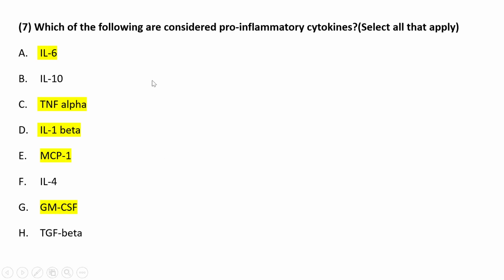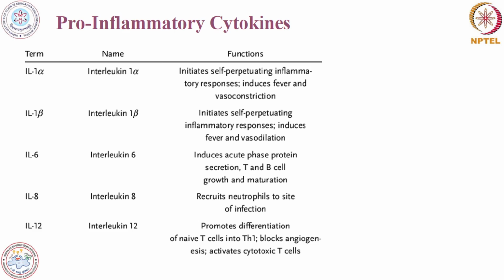So, what we were discussing was pro-inflammatory and anti-inflammatory cytokines. There are two types of cytokines. One is pro-inflammatory. From the name, we can see that this type of cytokine is responsible for activating inflammation or increasing the inflammatory response. The other one is anti-inflammatory, which will inhibit or suppress the inflammatory response. In this question, they are asking for examples of pro-inflammatory cytokines. Which of these are pro-inflammatory cytokines?